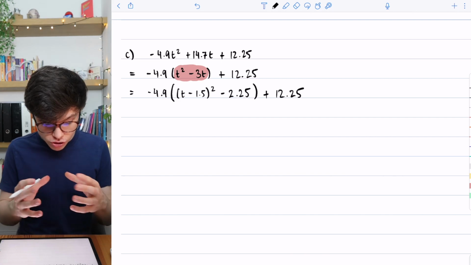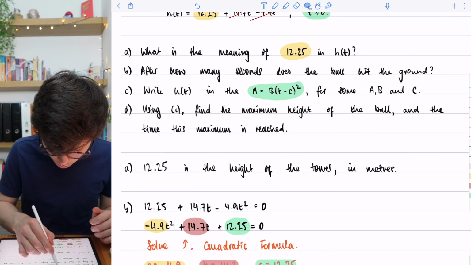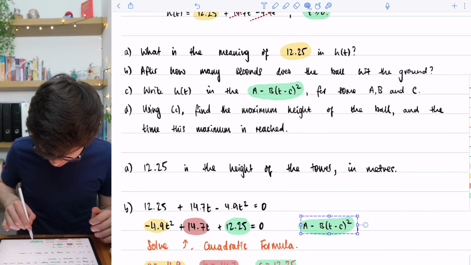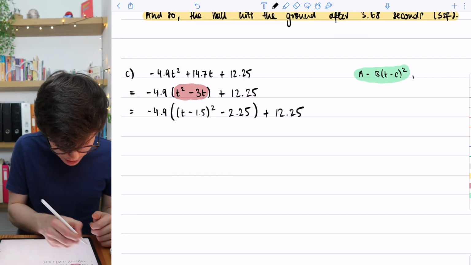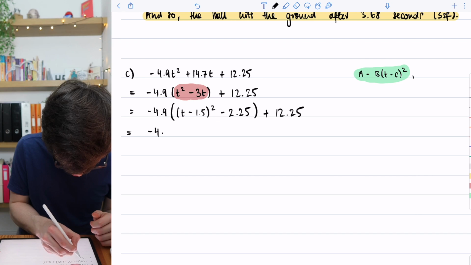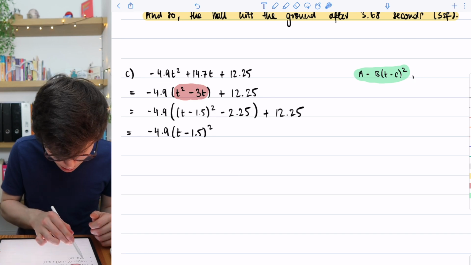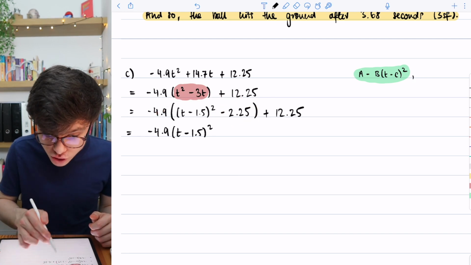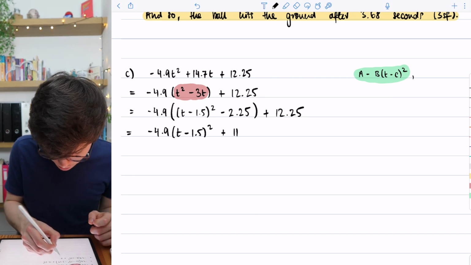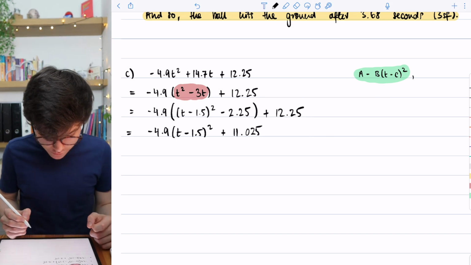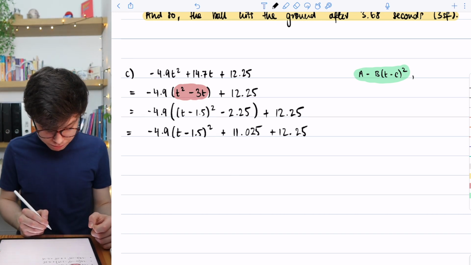And then all I need to do is bring that into the form that I want. I'm just going to copy down the form that I want it in. Okay, that's the form that I want. So I'm going to distribute the minus 4.9 to give me that. And then minus 4.9 multiplied by the minus 2.25 is going to give me 11.025. Okay, and then I'm going to add the 12.25 in there.